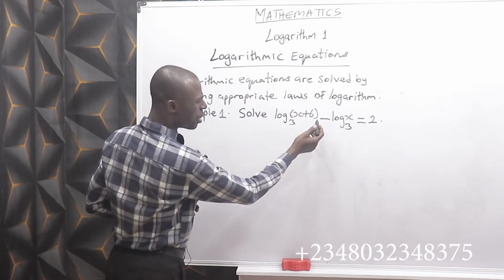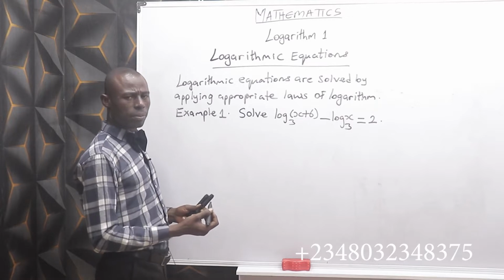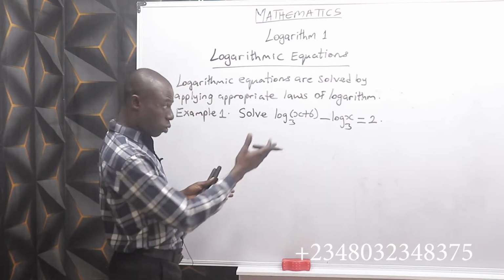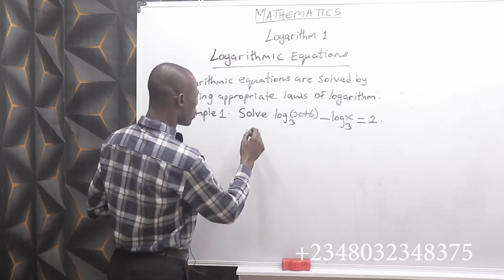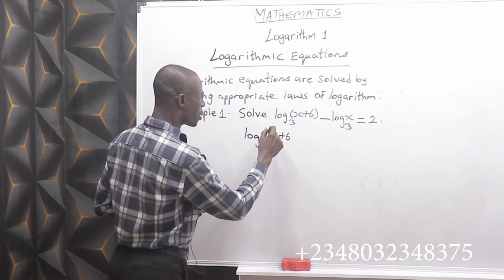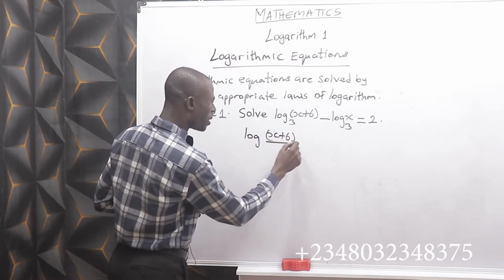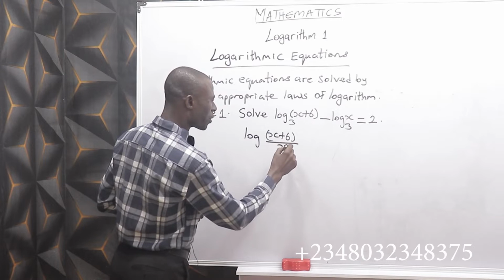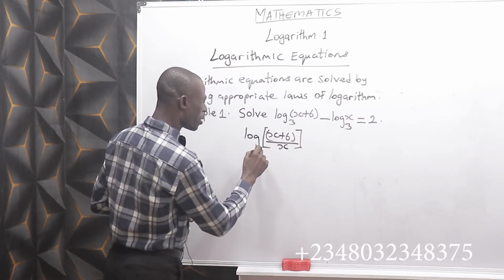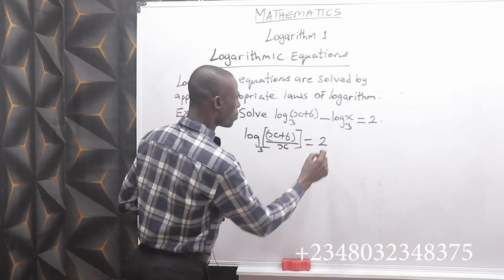Here, you see subtraction in this logarithm. The common law of subtraction will be applied here. So we have log of x plus 6 divided by x to base 3 equals 2.